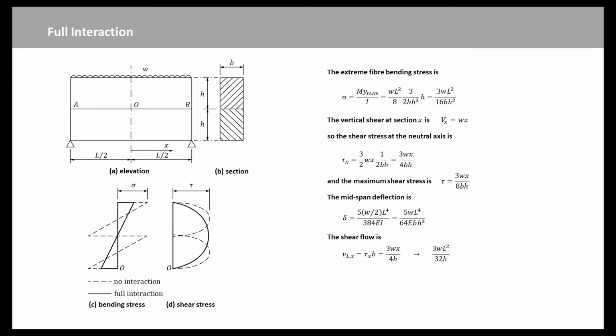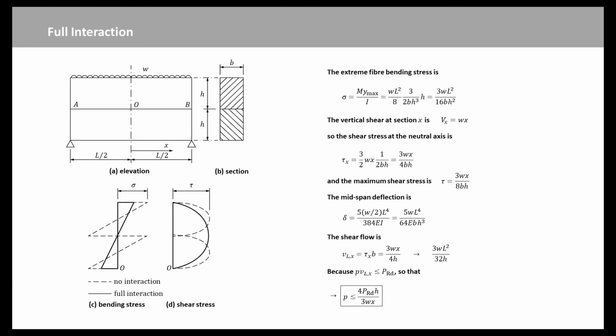The total shear flow in a half span is found by integration of this equation to be 3wL squared over 32h. A useful rule of thumb is that the resistance of the shear connection for a beam should be an order of magnitude greater than the load to be carried. It shows that shear connection must be very strong. In design based on elastic behavior, the shear connectors are spaced in accordance with the shear flow.